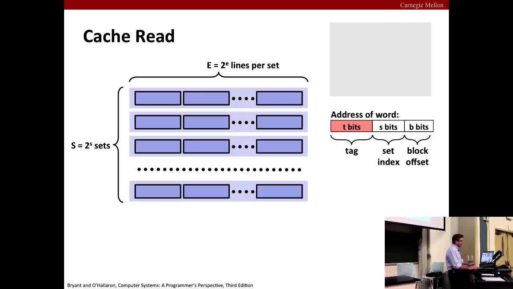So the cache logic takes this address, and it first extracts the set index and uses that as an index into this array to identify the set. If the block that contains the data word at this address is in the cache, it's going to be in the set denoted by the set index. Okay. So first it identifies which index to look in.